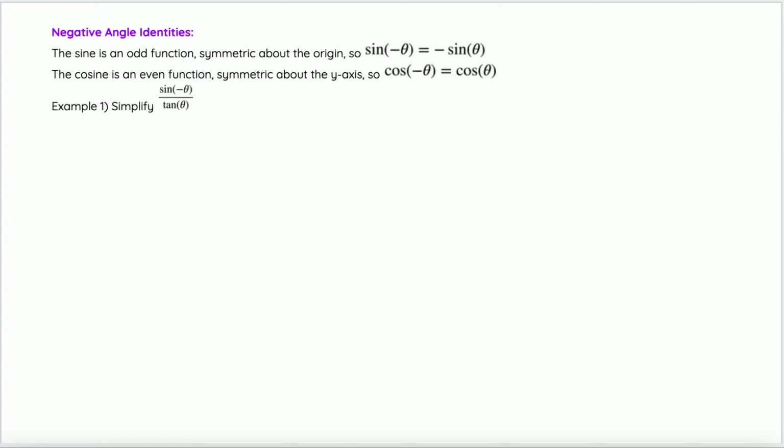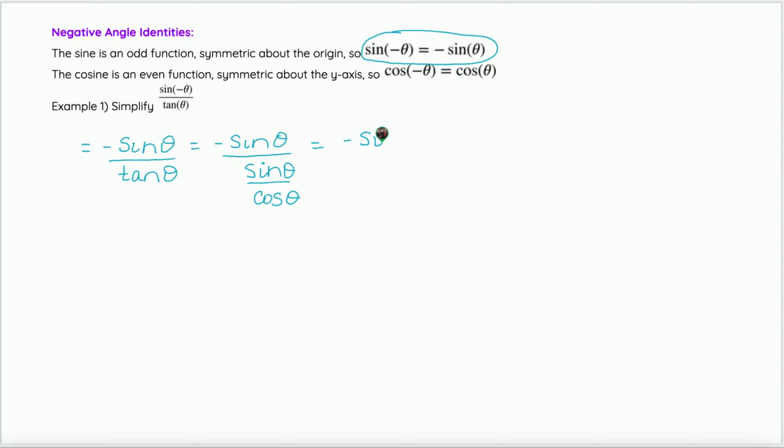Let's simplify sine of negative theta over tangent of theta. Notice in the numerator we have a negative angle identity. So I'm going to rewrite it using the negative angle, pulling that negative out front, giving us negative sine of theta over tangent of theta, and then rewriting tangent as sine over cosine. So I'm still going to have negative sine of theta over sine of theta over cosine of theta. Rewriting this as multiplying by the reciprocal of cosine of theta over sine of theta. Our sine of theta, since we are multiplying, have a common factor. We can eliminate them. So therefore we have negative cosine of theta as the ending identity result.